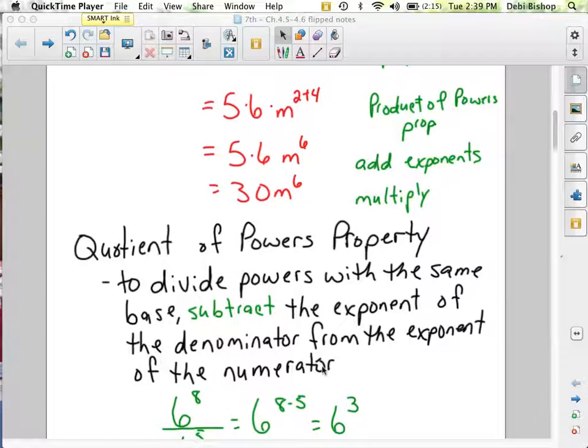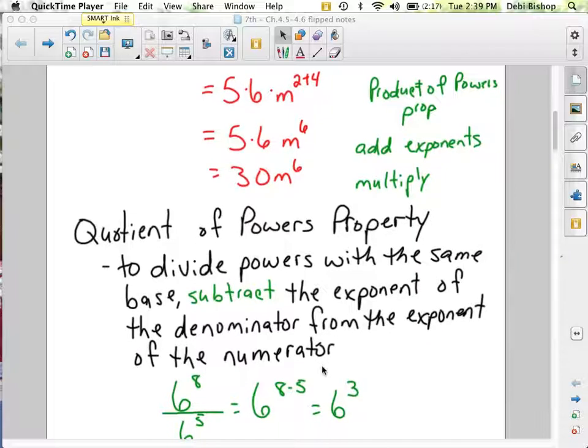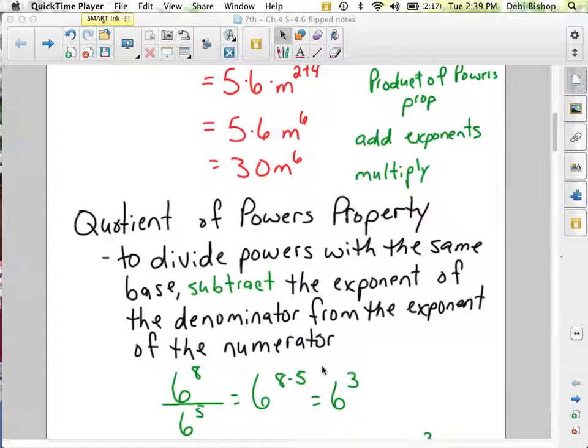Now we can also talk about quotients of powers, so when we divide with exponents. To divide powers with the same base, subtract the exponent of the denominator from the exponent of the numerator. For example, 6 to the 8th divided by 6 to the 5th power equals 6 raised to the 8 minus 5, which equals 6 cubed.